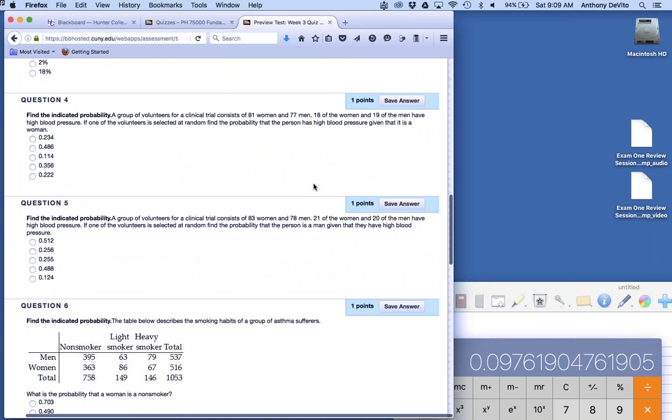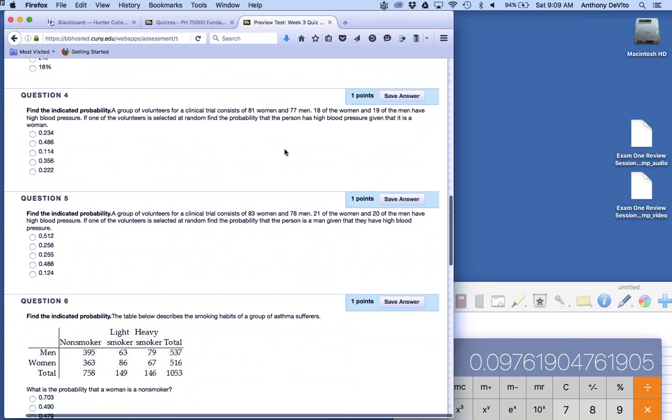If you've got a question, just go ahead and type it in there and interrupt me. A group of volunteers for a clinical trial consists of 81 women and 77 men. 18 of the women and 19 of the men have high blood pressure. If one of the volunteers is selected at random, find the probability that that person has high blood pressure, given that it is a woman.